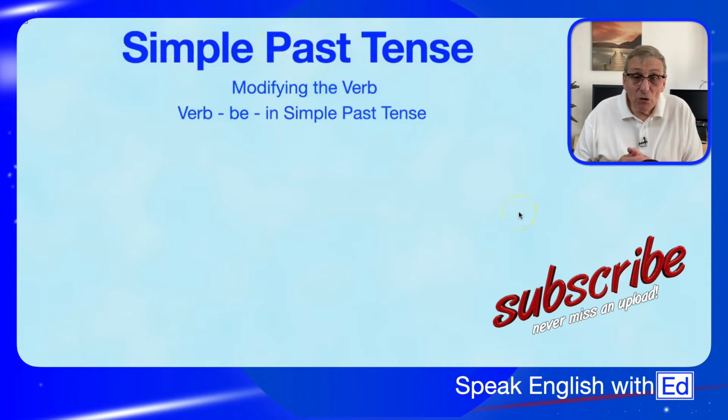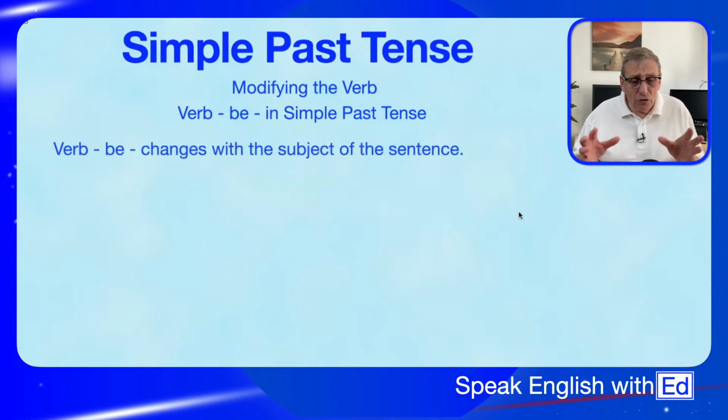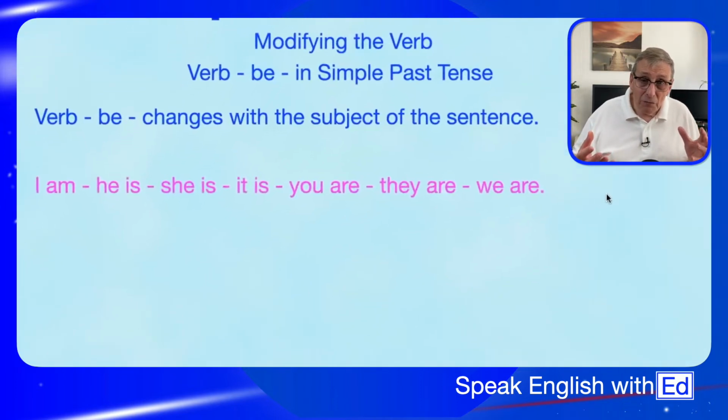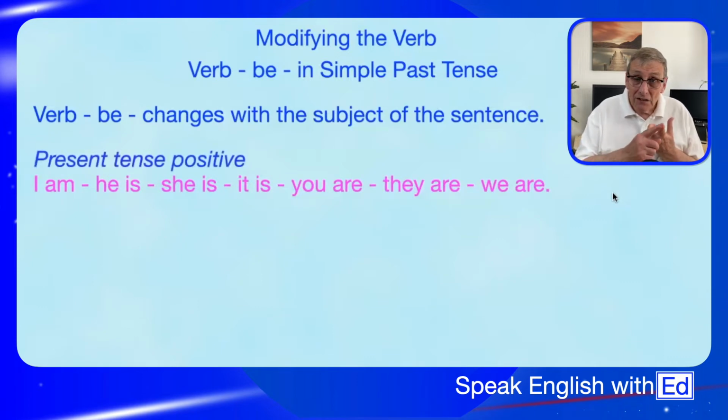So how do we modify a verb? Well, it depends on the verb. We're concentrating on the verb to be here. So we all know that the verbs change with the subject of a sentence. We remember from the simple present tense. I am, I, subject, am, verb.